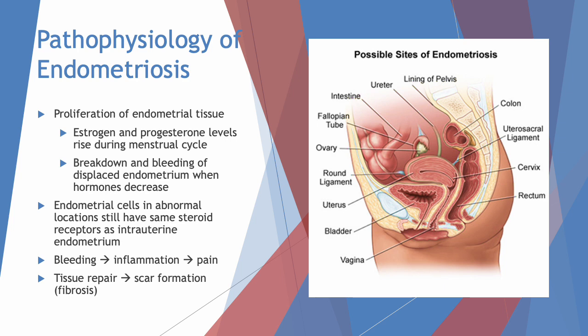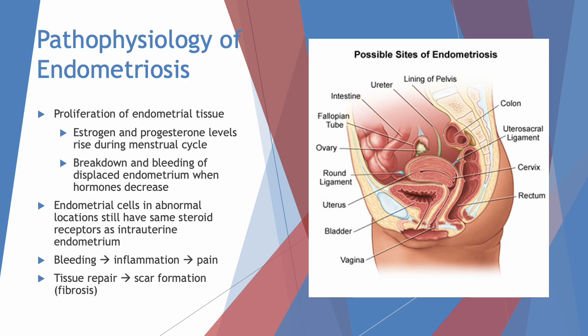And this leads to a cascade of inflammation because it's in the wrong spot and bleeding's happening. The body's not equipped to deal with this bleeding in the wrong spot. So it leads to inflammation, which leads to the pain that a lot of people experience with endometriosis. And then because the body's trying to repair the tissue that's in the abnormal areas, it leads to scar formation or fibrosis.